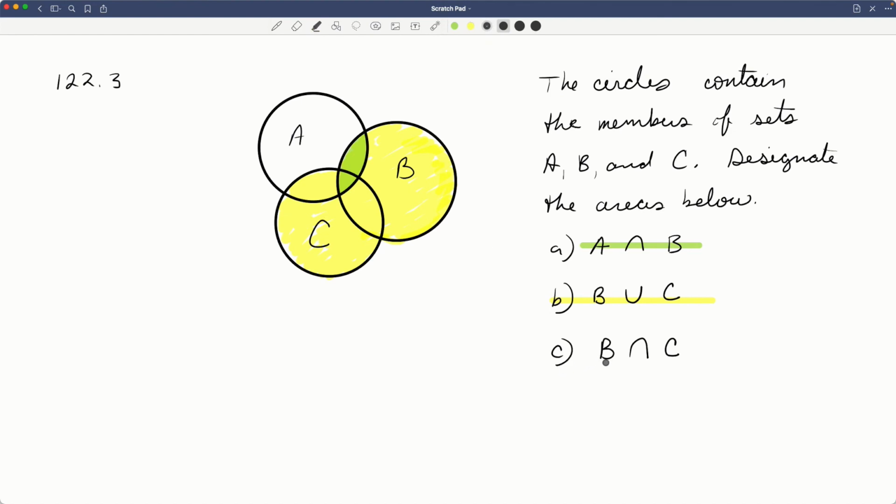Now I'm going to choose this gray color here, and it says to indicate the intersection of B and C. So the intersection of B and C is going to be just where B and C overlap each other. Just that little part right there. All right, and that would be the answer to all of those.